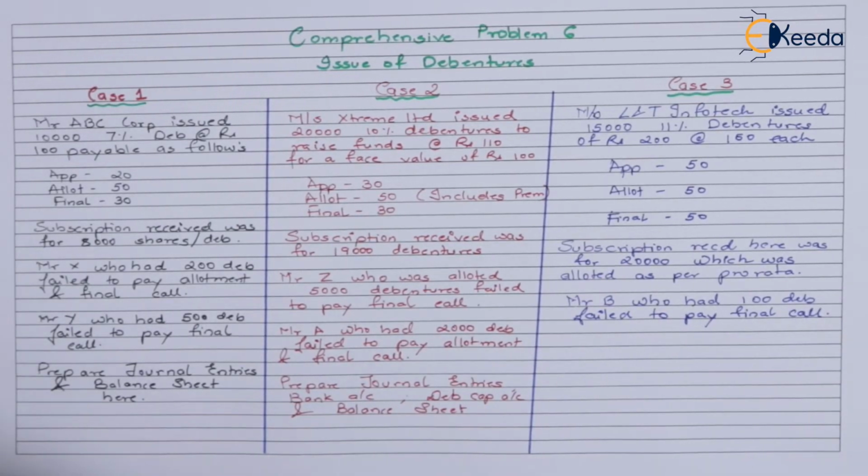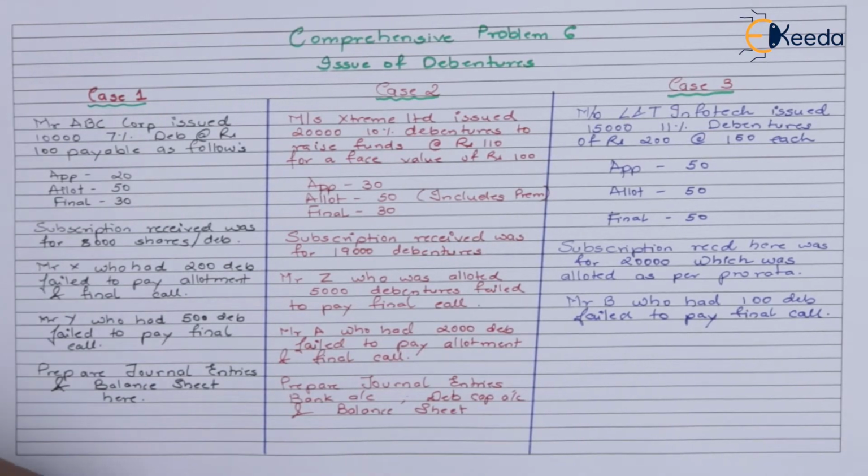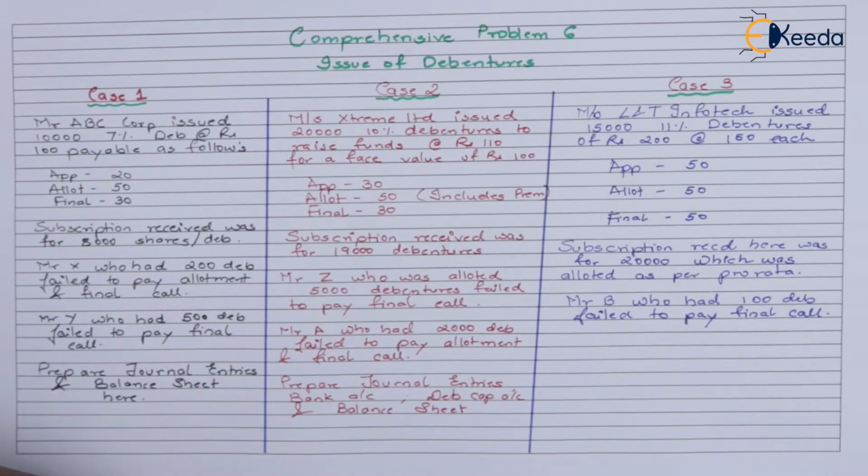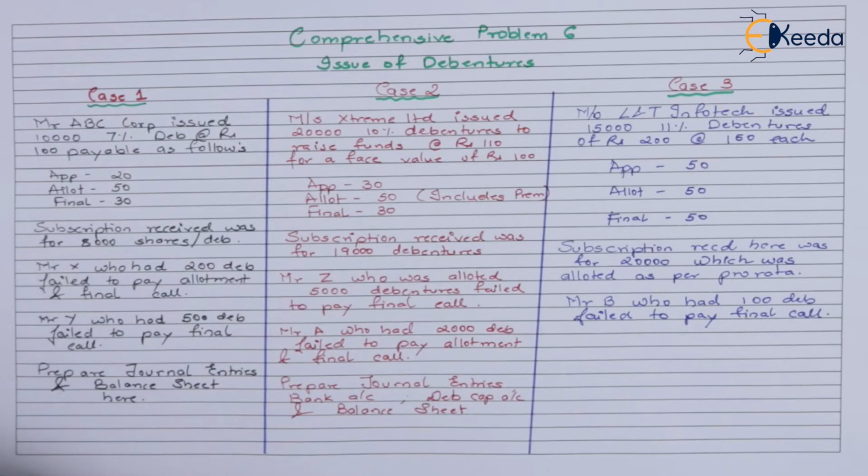Now, there is only one call in arrears that we have to mention here. Mr. B, who had around 100 debentures, failed to pay the final call money. This has been mentioned. These are the only things that we have to mention in this specific format. Let's figure out what is the requirement of this case study now.